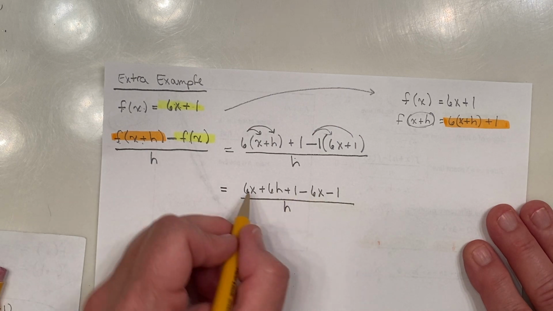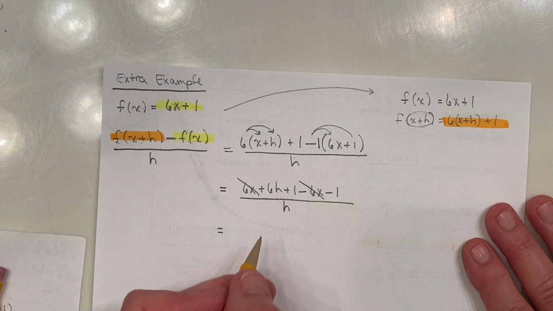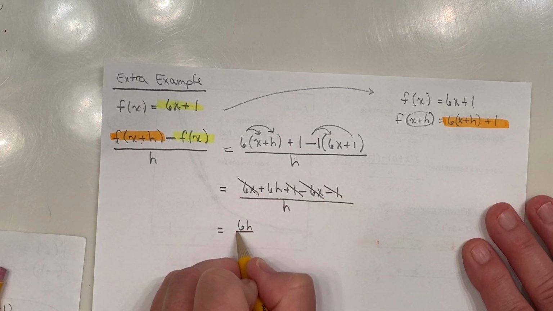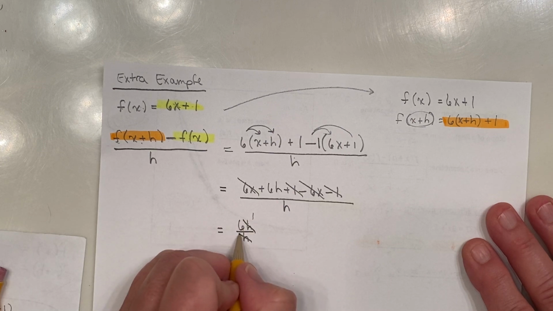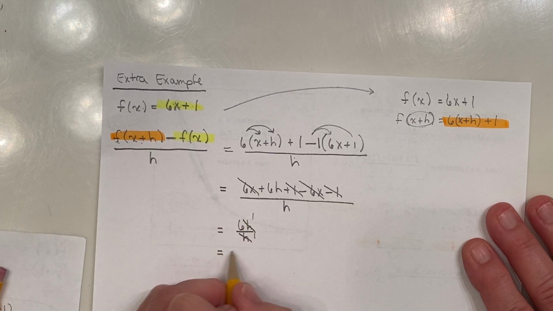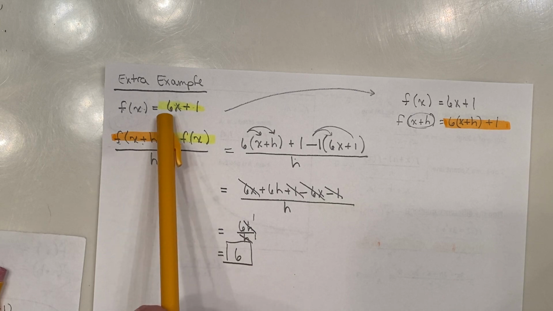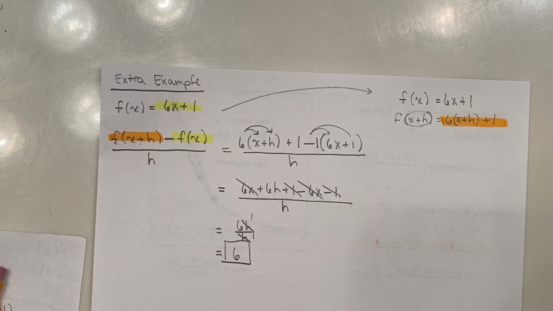Take a look at this. Can things cancel? If we did our work right, they should. The 6x's cancel, the 1's cancel. I'm left with 6h over h. Because I'm dividing, I divide out common factors now, and my final answer is 6. If you're seeing a pattern that the answer is this coefficient on x with a linear function, you're right. That pattern applies to linear functions.